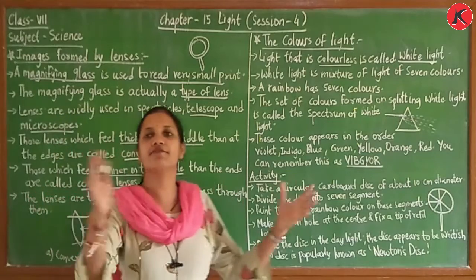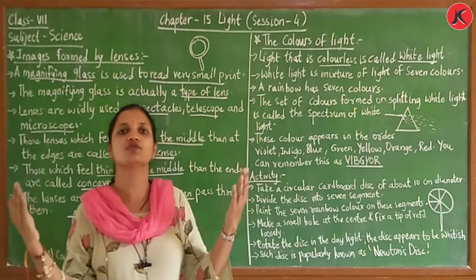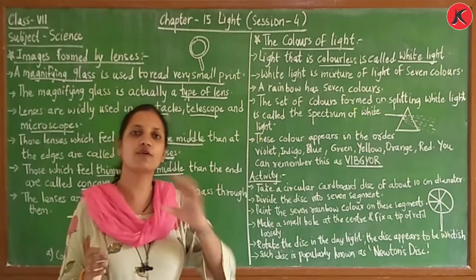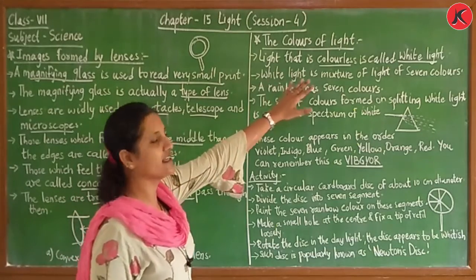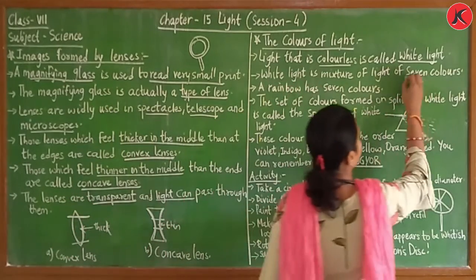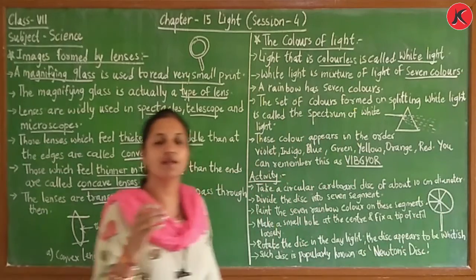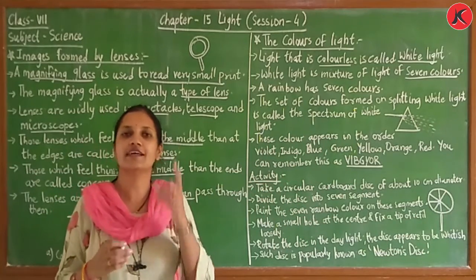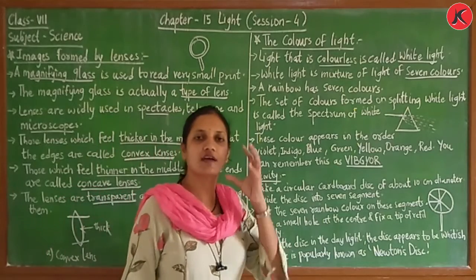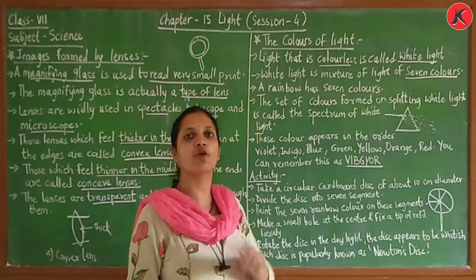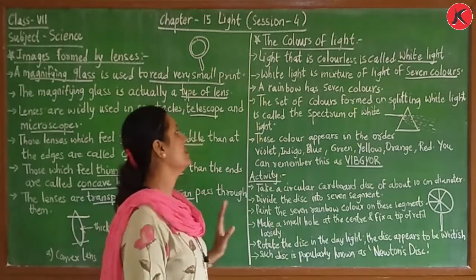So we can see everything white, means we are able to see everything. In dark, we are not able to see many things, right? So white light is a mixture of light of 7 colors. Now you will be shocked that white light is having 7 colors? Yes, it is true. The color white we are getting from the 7 colors of the light.